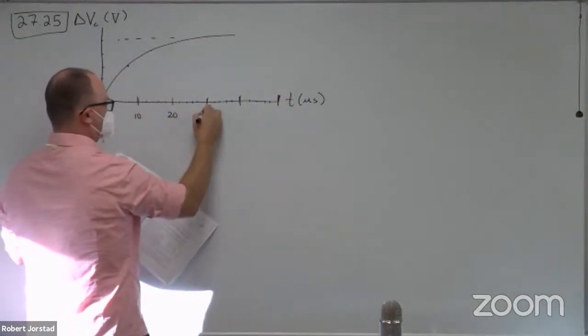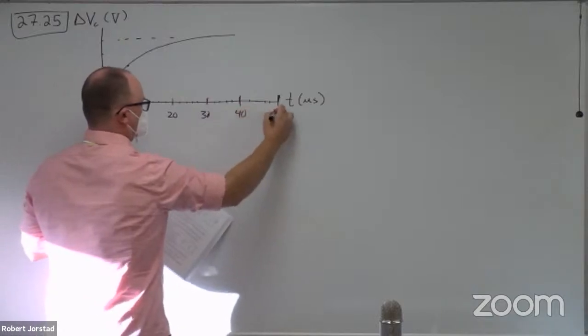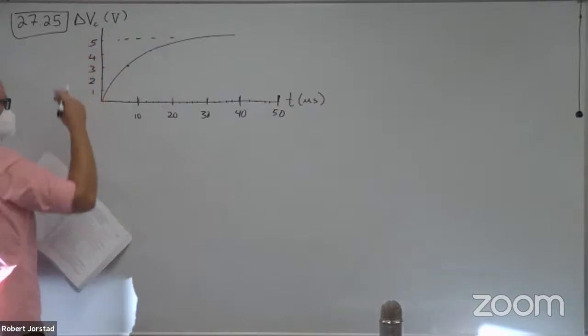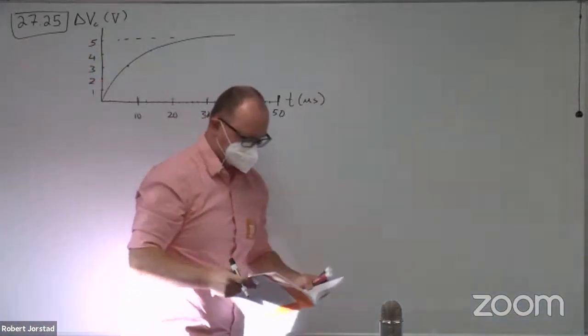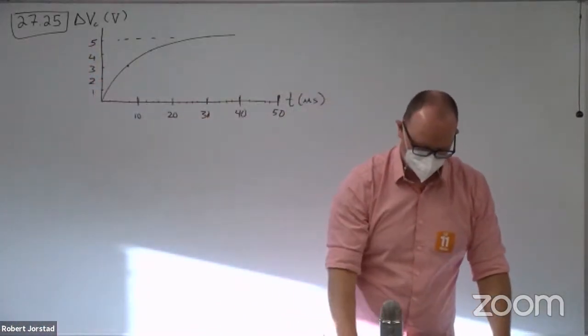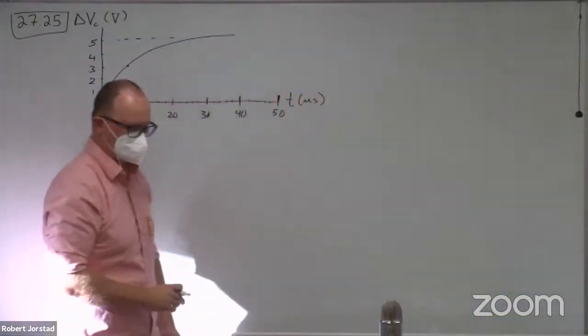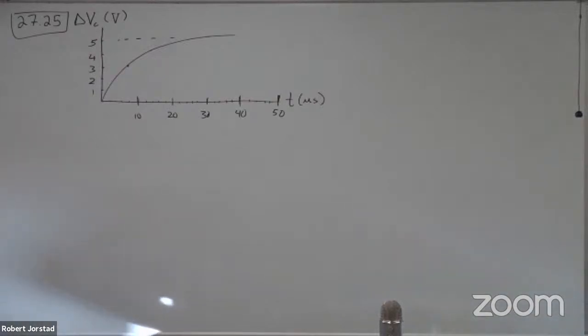10, 20, 30, 50, 1, 2, 3, 4, 5. Grid lines are not generally standard, but for what we're doing, it helps to have grid lines so you can see. So that's why I tend to put grid lines on there.